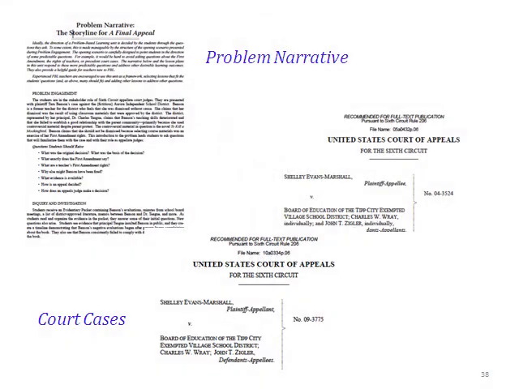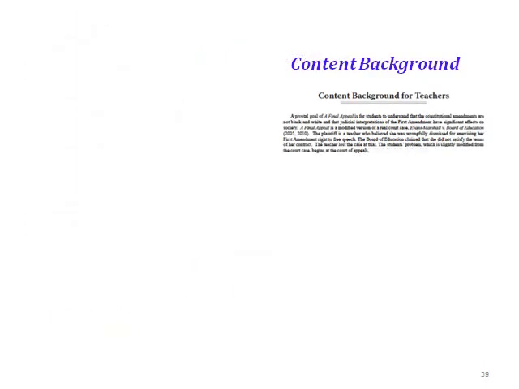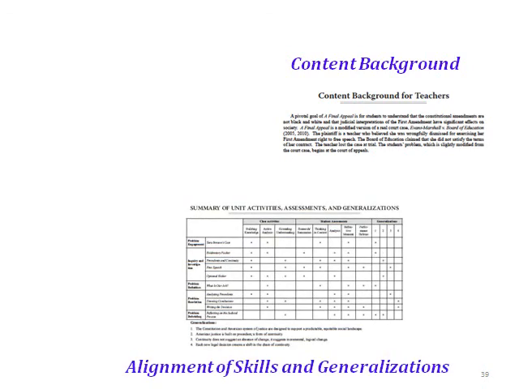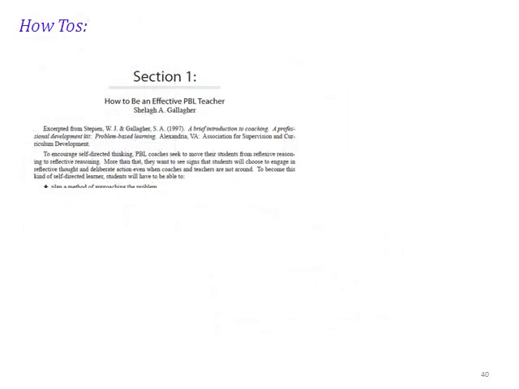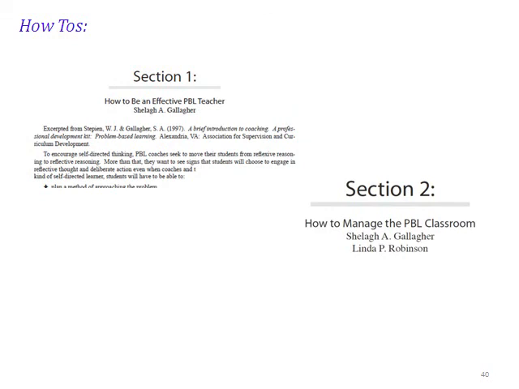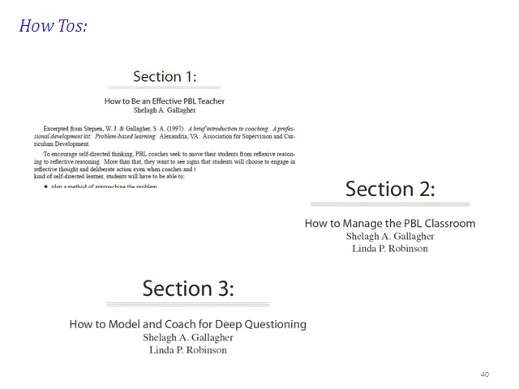A Final Appeal also includes many different kinds of scaffolds and supports for you. I've already mentioned the problem narrative and the two court decisions that inspired this unit. They can both help you understand the story that frames A Final Appeal. The teacher manual also has content background, which describes the legal principles relevant to the case. An alignment chart shows where different skills and ideas appear in the unit. Sample schedules will help you plan your time. In the back of the manual, you'll find three how-to guides that will help improve your skills as a PBL coach.